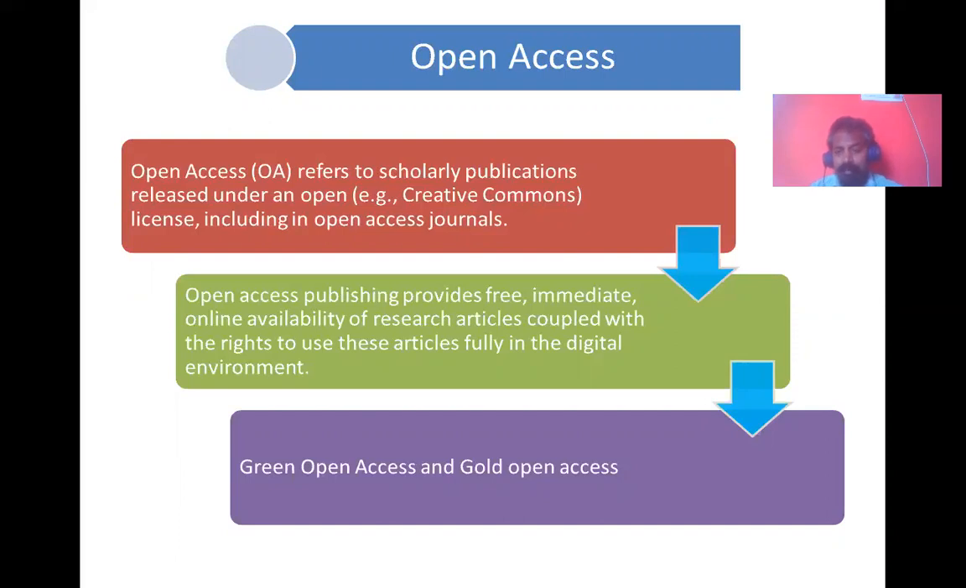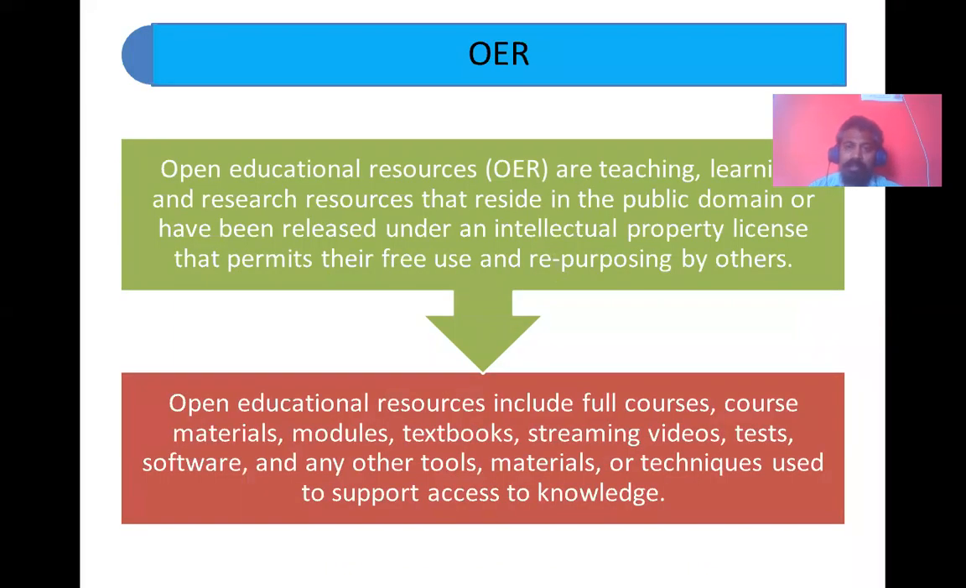This is a very popular model wherein the open access journals ask the authors to pay a specific amount towards article processing charges, and they make your paper freely available online on their journal website. So that kind of access is called gold open access. Fine. Now what about this OER?